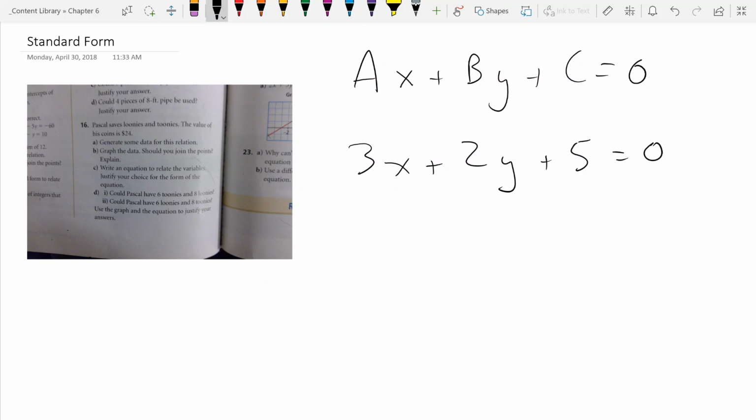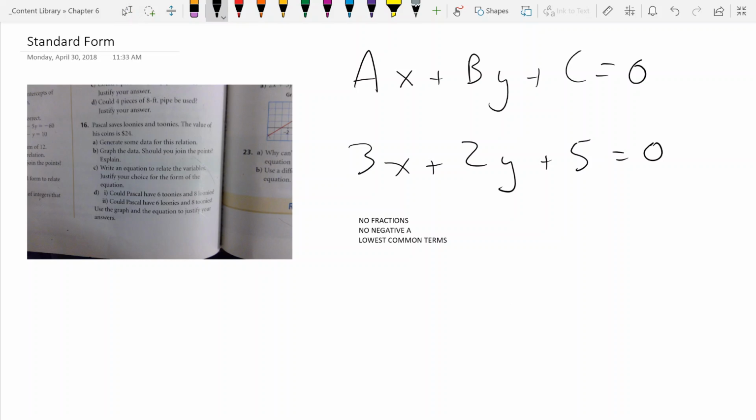There's a couple rules for standard form. It actually makes it a lot nicer. You can't have fractions. You can't have a negative a value, and it has to be lowest common terms.